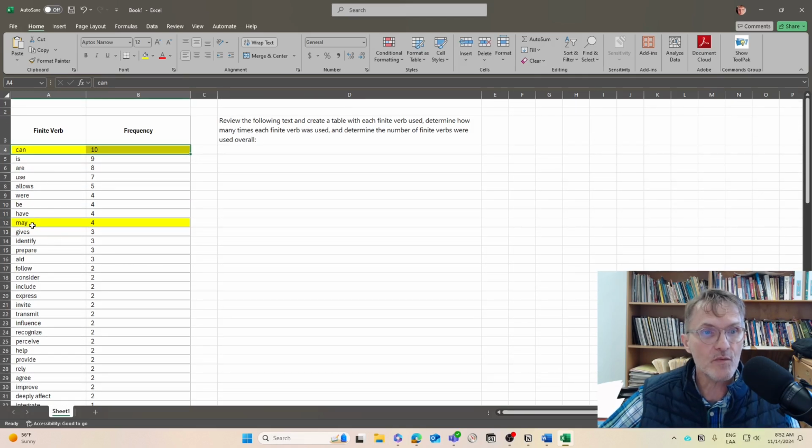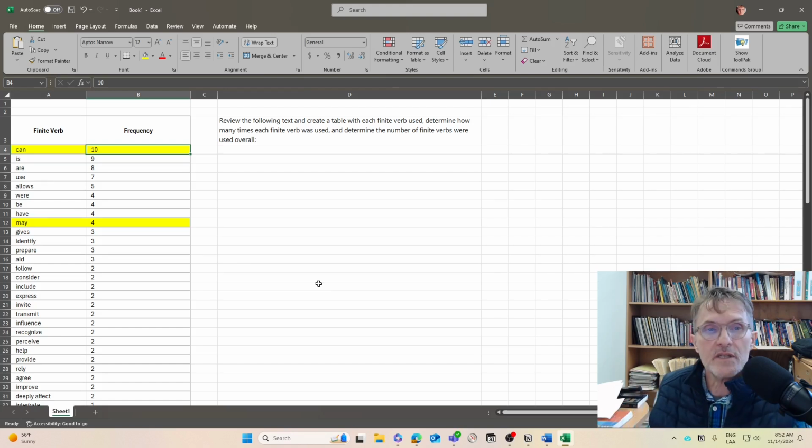Now, in this case, we also have two modals that are being included in our analysis. And we look at the very first modal, can, used 10 times. We might look at our text again to see whether or not we're over hedging. If we're using can too often, are there any times where maybe we can remove can to be a little bit more assertive in the tone that we're trying to achieve in our academic text?